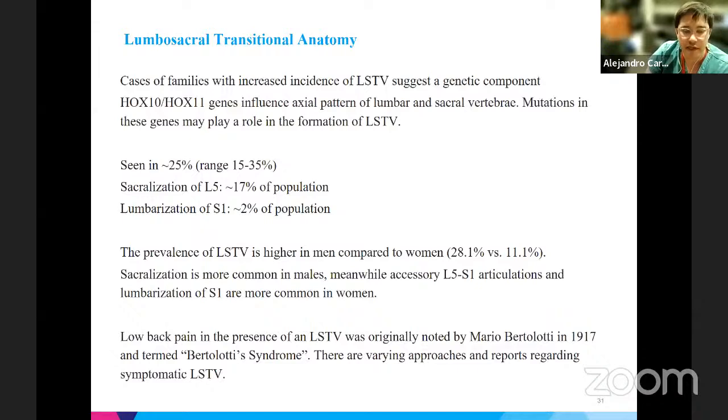Sacralization of L5 is much more common, about 17% of the population, while lumbarization of S1 is only about 2% of the population. And the prevalence is higher in men compared to women. And sacralization, the more common of the two, is more common in males, while accessory L5-S1 articulations and lumbarization of S1 are more common in women. And low back pain in the presence of these lumbosacral transitional vertebrae was originally noted by Mario Bertolotti and termed Bertolotti syndrome.